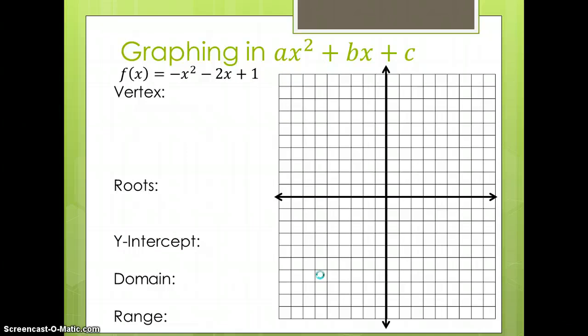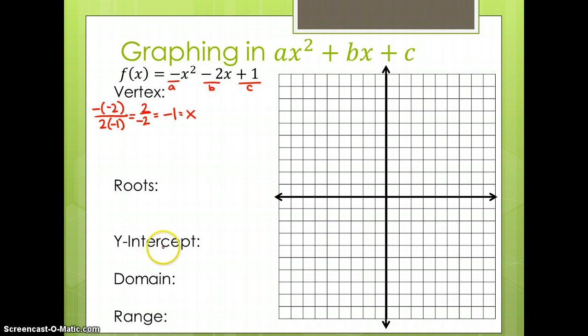So if we're looking at graphing this equation, y equals negative x squared minus 2x plus 1, we really are going to have to use, in each case here, our a, our b, our c value. So finding the vertex, we want to take negative our b value over 2 times a. So this will be 2 over negative 2. Our vertex, our x-coordinate, is negative 1.